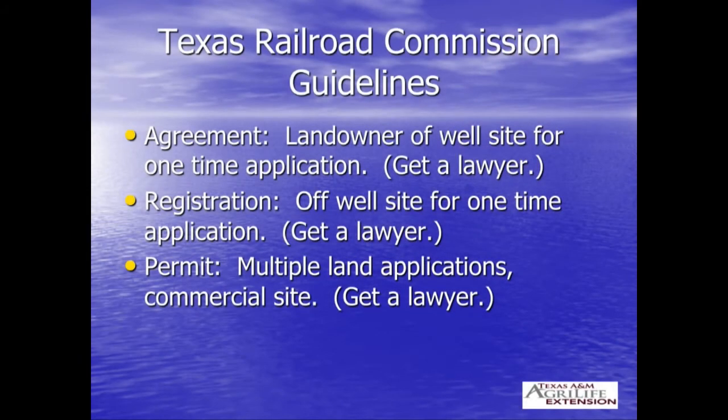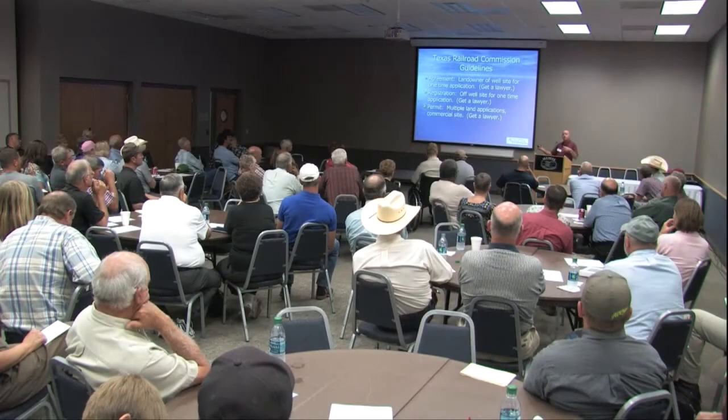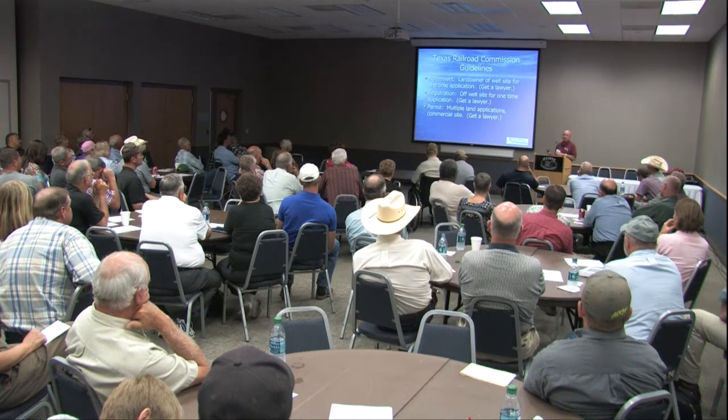So in Texas, we have 3 different ways that they can land apply these materials. The first way is an agreement. This is basically a handshake between the landowner and the well site, and it is for a one-time application. My suggestion is you get a lawyer and make sure that you have all the parameters down that you want done before that material is applied. You make a decision as to, based on the material they have versus what your soil contains right now, how much can you apply and not cause detrimental effects. That's the key, okay?